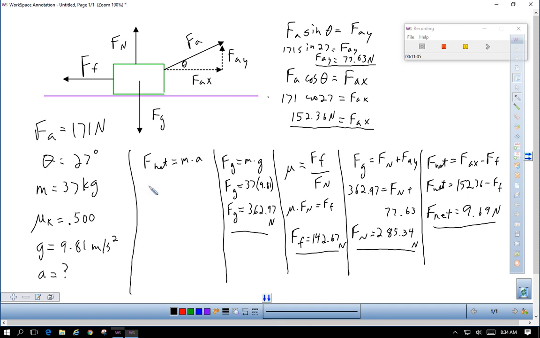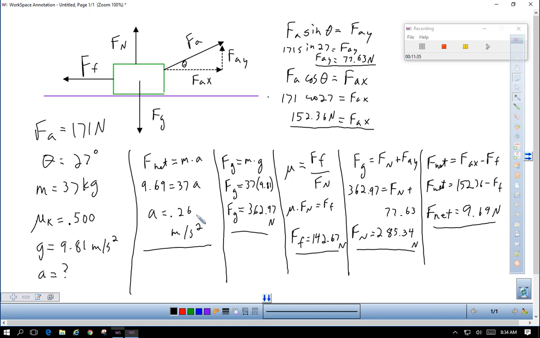At this point, we're closing in on our quarry. We can smell victory. 9.69 equals 37a. So then take 9.69, divide by 37, and get 0.26 and some change. And so a equals 0.26 meters per second squared. Of course, if I were doing this for my homework, I would carry that out two more spots at least, so that I would be sure to not lose points for rounding too early.